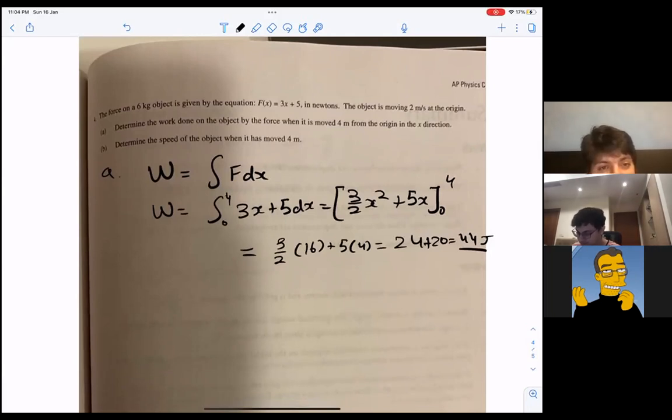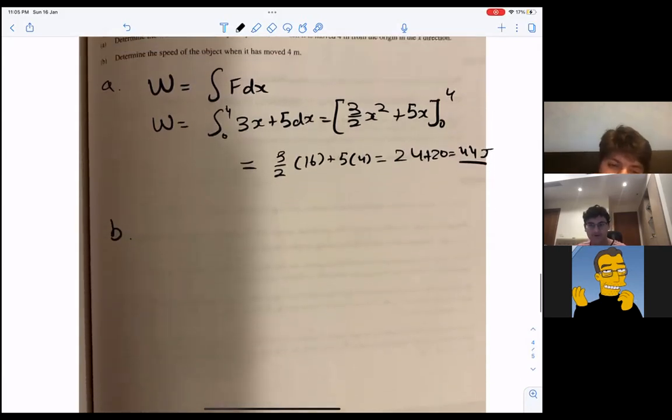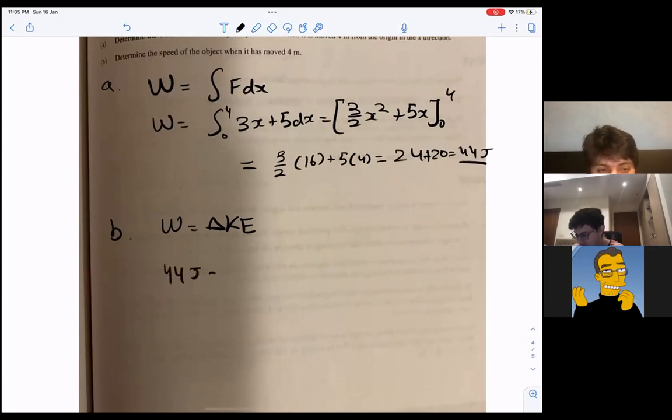And so now let's move on to part B. Determine the speed of the object when it is moved 4 meters. The speed of the object. And so let's think about what the equations of work are again. We've got one, and there's one more that has something to do with speed. Change in energy? Change in kinetic energy. So let's write that out. Work equals delta KE. And so now we know what work is, right? Yeah. 44 joules equals, and then what's the equation for change in kinetic energy?